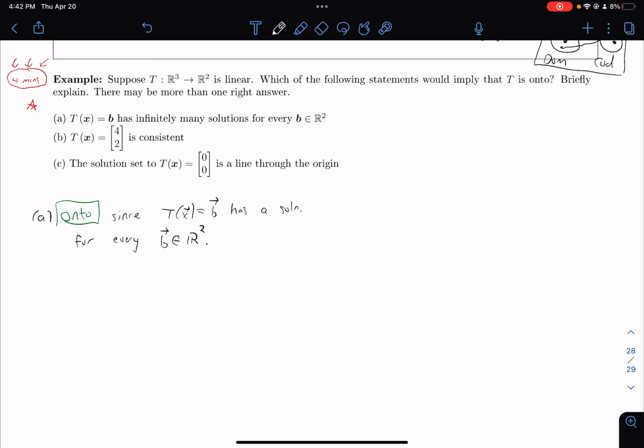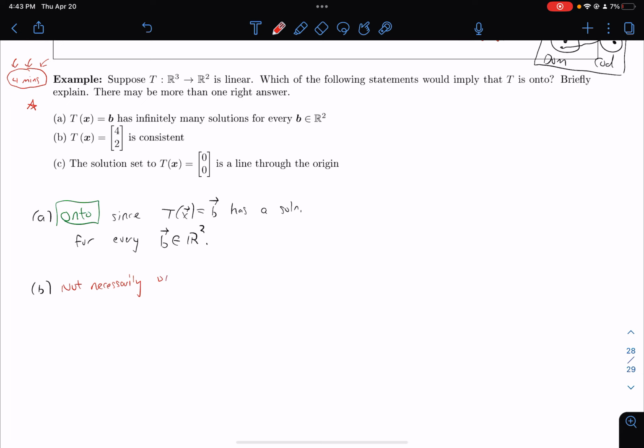Okay, all right, let's look at part B. Part B is saying that if I look at the equation Tx equals the vector (4, 2), that is consistent. Consistent means there is a solution. In other words, I am able to get the vector (4, 2) as an output. There's some vector I could plug in that will get me to that output. So would that definitely mean that T is onto? Well, not necessarily.